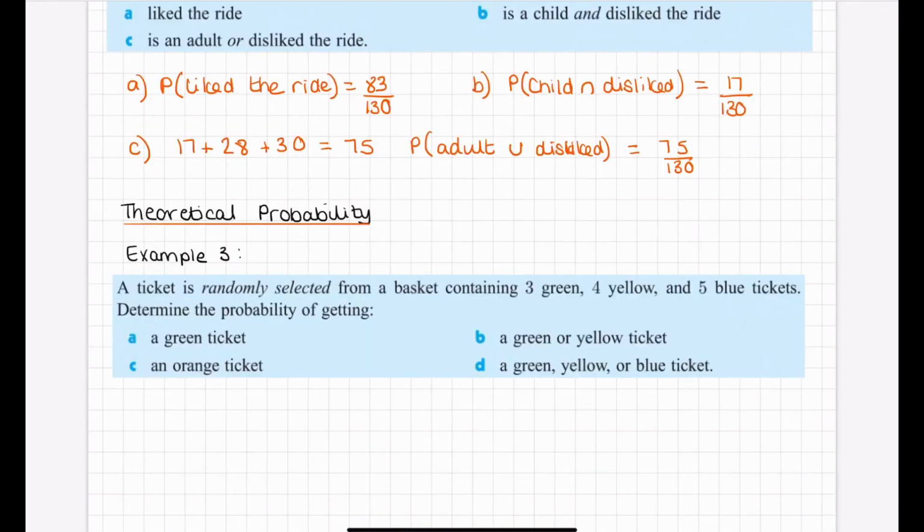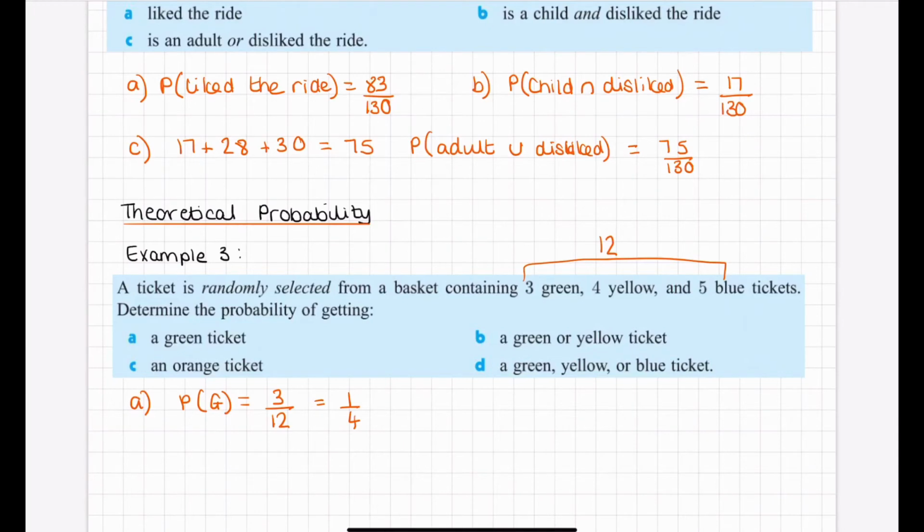So a ticket is randomly selected from a basket containing 3 green, 4 yellow and 5 blue tickets. Determine the probability of getting a green ticket. So what we want to do here is just add up the total. So we've got 3 plus 4 plus 5, which will be 12 in total. And so the probability of green will be 3 out of 12, which is 1 over 4.